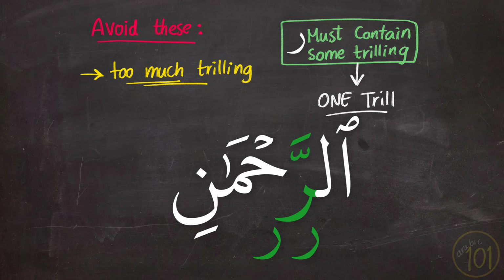Exaggerated trilling or takrir is what you should avoid. Ar-Rahman, which actually indicates that there is more than one ra in this word, which is not the case.